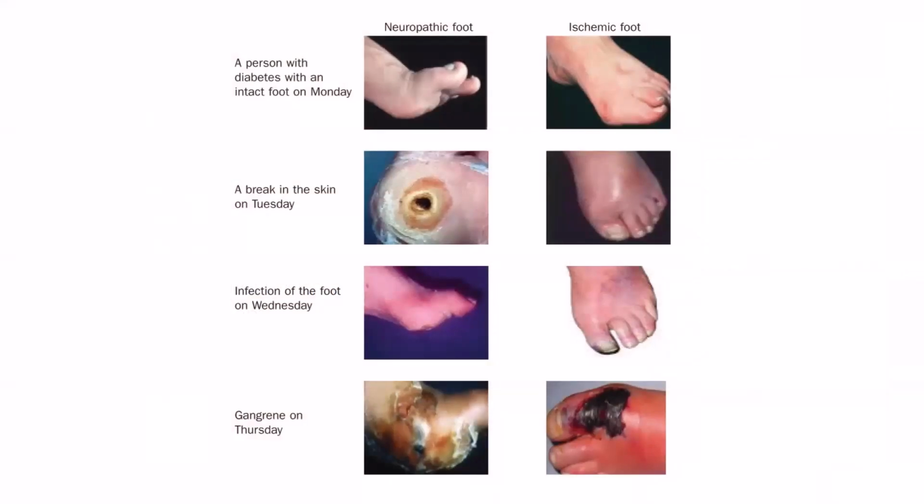And this image summarizes the difference between a neuropathic foot and an ischemic foot. This is ischemic gangrene, and this is a neuropathic foot. Neuropathic foot, if there is infection, will present like this, and ischemic foot, if there is an infection, will present like this. This is a neuropathic foot ulcer, and this is the form of ischemic foot.